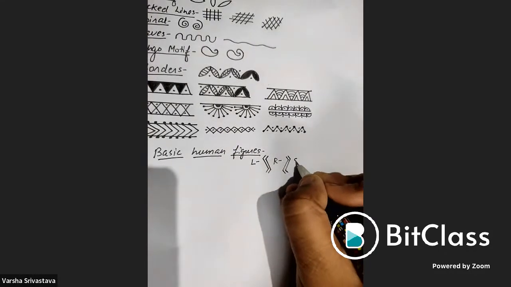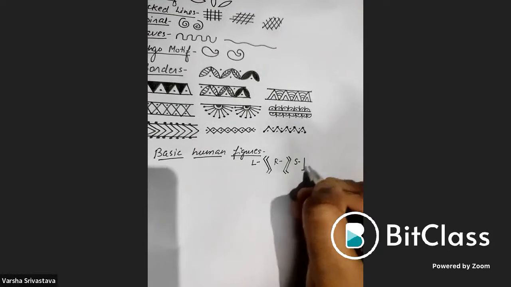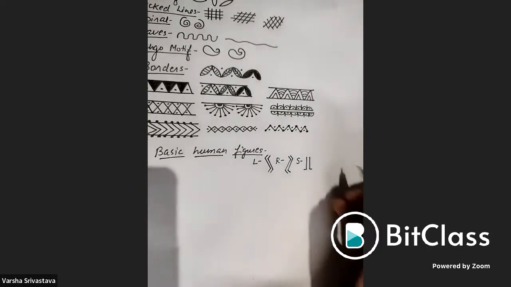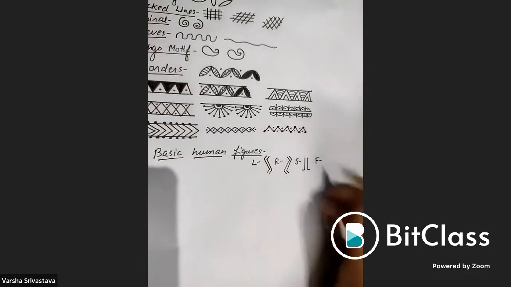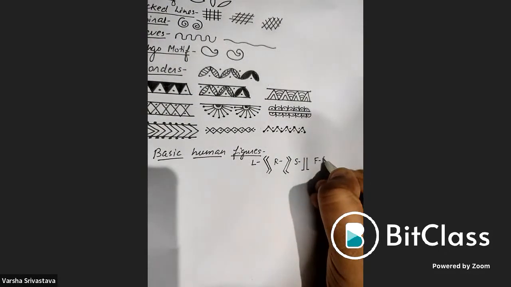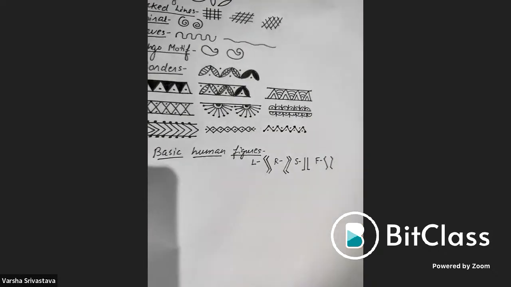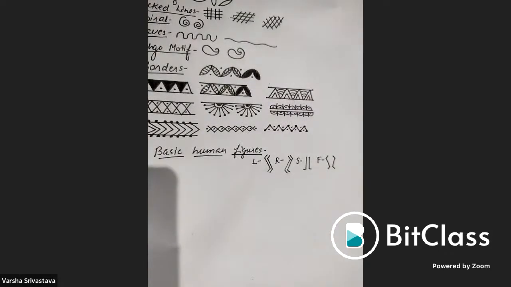Then we have the straight leg formation, for a person who is standing straight, like this. And last but not least, the front leg formation. F stands for front. This is the mixture of left and right. You can use any of the leg formations, straight or front, for a front facing person.